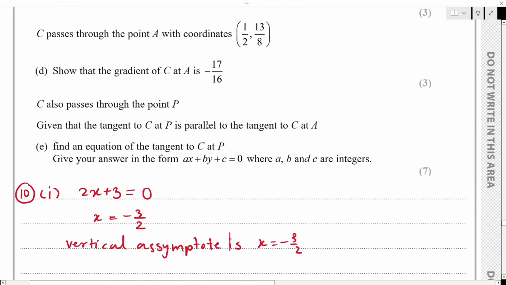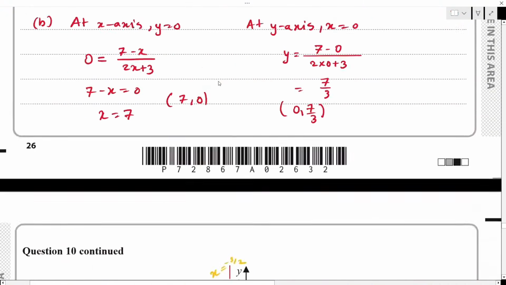In order to show that the gradient at point A is this, we need to find an expression for dy by dx. We know that dy by dx gives us an expression for the gradient of our curve at any value of x. So we can use the value of point A to find the gradient at point A if we know the expression for dy by dx. So I can say that y is equal to 7 minus x divided by 2x plus 3. So dy by dx will be equal to, we can see that we cannot simplify this expression.